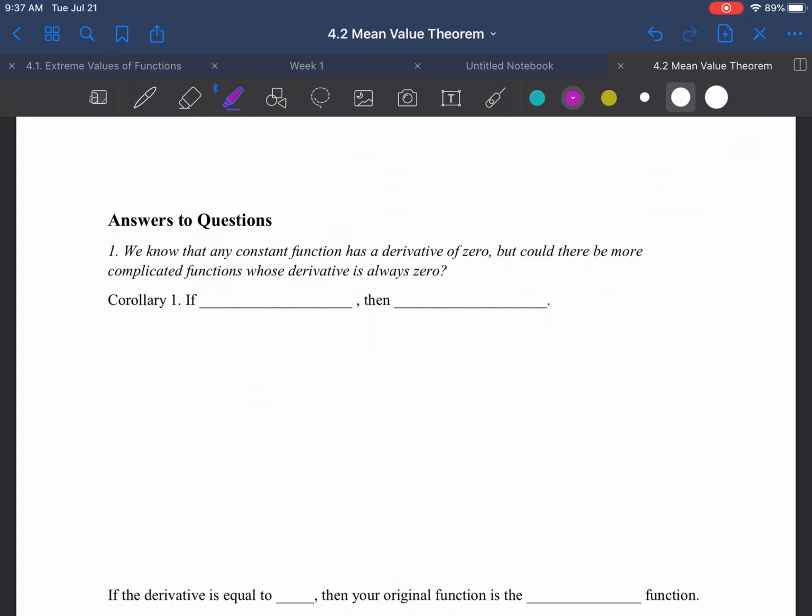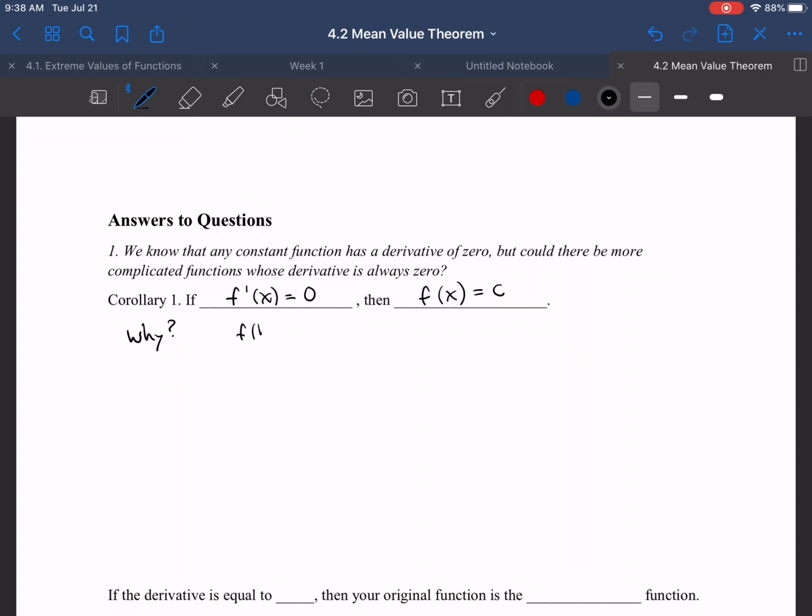So now let's talk about answering these questions that we posed at the beginning. So we know that any constant function has a derivative of 0, but could there be a more complicated function whose derivative is always 0? So our corollary 1, if f prime of x equals 0, then f of x equals c. So basically we're saying no. If the derivative is always 0, then it has to be a constant function. And so why is that the case?